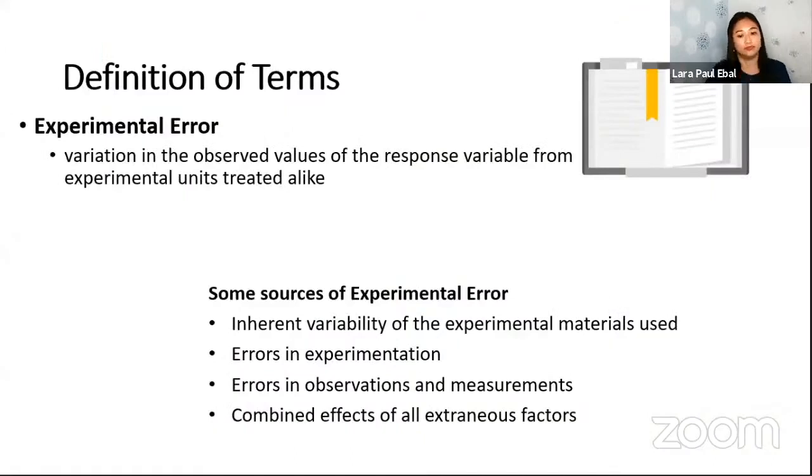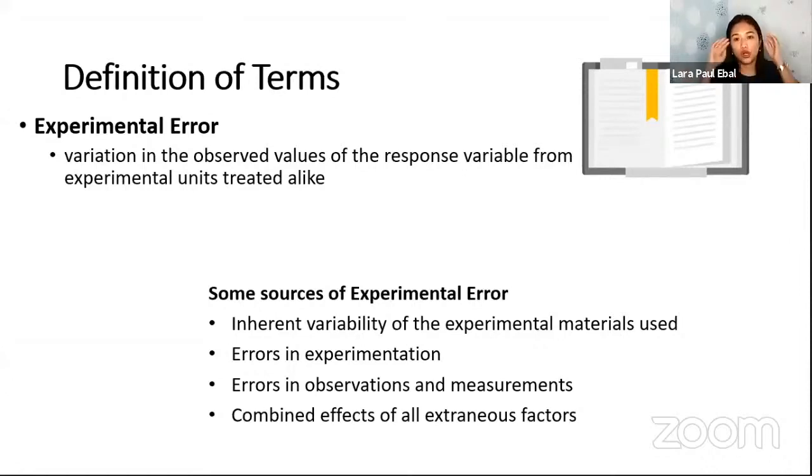Okay, so another term that we need to learn is experimental error. This is the variation in the observed values of the response variable from the experimental units treated alike. If you can imagine, there is a treatment level or condition or procedure applied to an experimental unit. But take note, you do not apply the treatment level to only one experimental unit. You have to consider more experimental units.